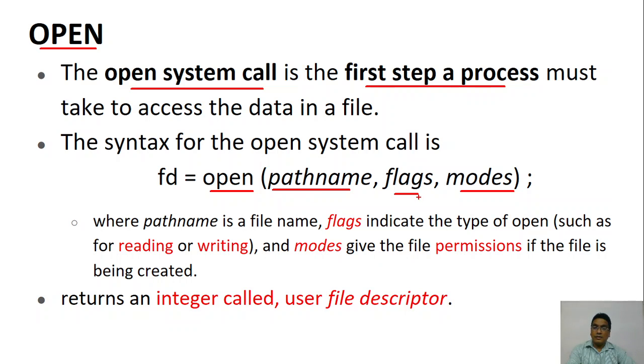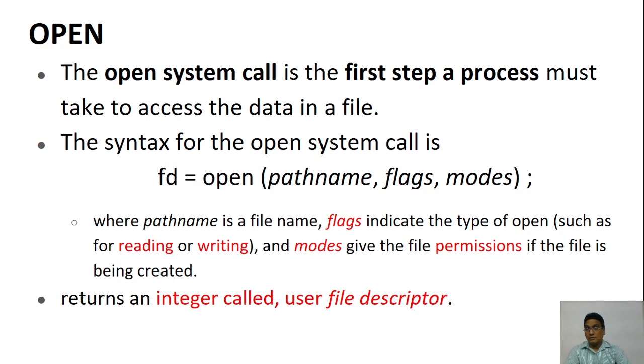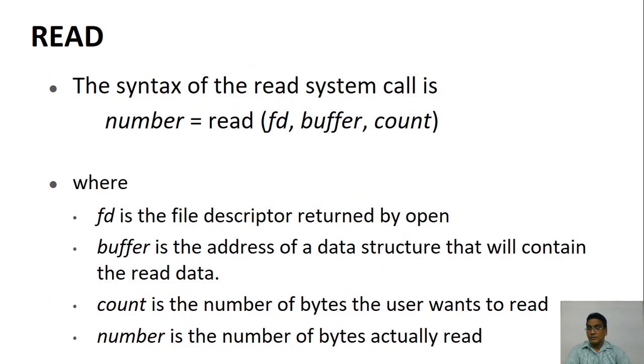The flag is used to indicate whether we want to read from the file or write to the file. The mode includes the permissions that are used for opening the file. Whenever we call open, we are returned a file descriptor. This is an integer number that indicates the file descriptor that is used in the other processing.